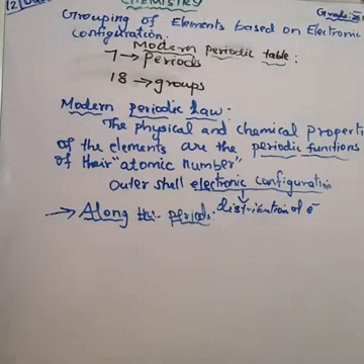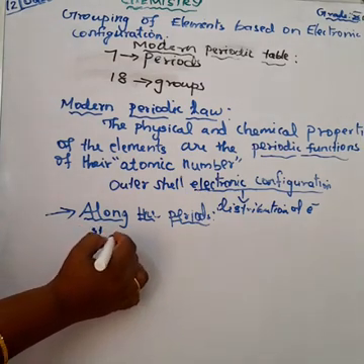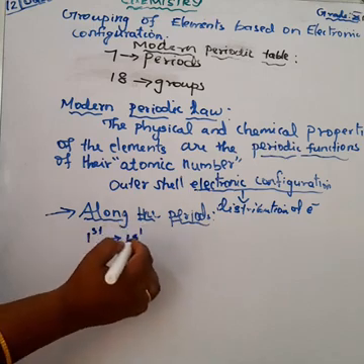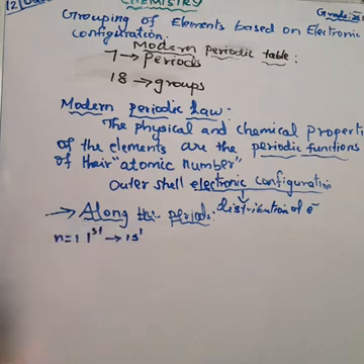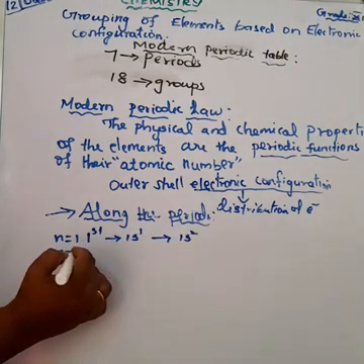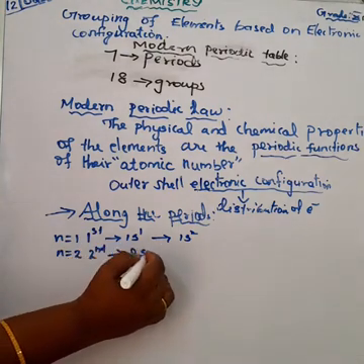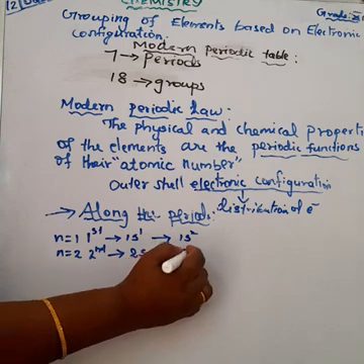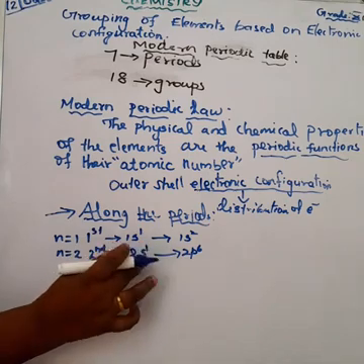Let me repeat. The first period, it is 1s1. That is n is equal to 1. So first period, it starts from 1s1 and 1s2. The second period, n is equal to 2. So it starts from 2s and completed with 2p6. All the elements in the second period start from 2s1 to 2p6.